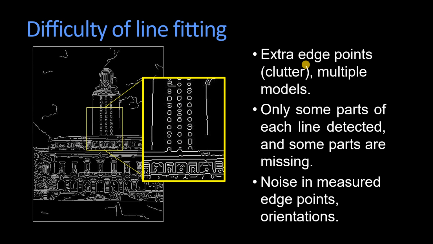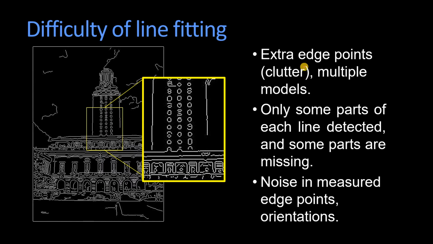Why is line fitting difficult? There are some problems with line fitting. We will see the three main ones. One is extra edge points. Remember in the last chapter we discussed edge detection, and overall the result of the edge detection process, like Canny edge detection, is not so smooth, not so perfect.